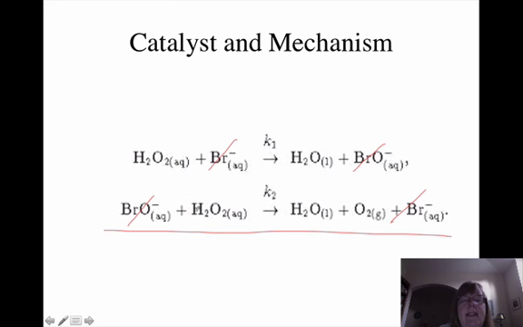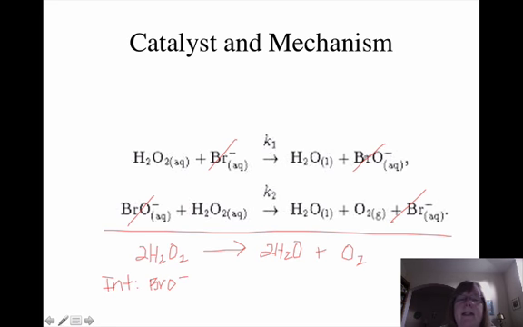Okay, so let's add this up. It looks like we have 2 hydrogen peroxides, and then we're getting 2 waters and an oxygen. That's our decomposition reaction for hydrogen peroxide. Now let's ask the question, is there an intermediate in this? Is there something that's formed and then used up? Do you notice an intermediate? And there is an intermediate, and it's the hypobromite, the BrO-.